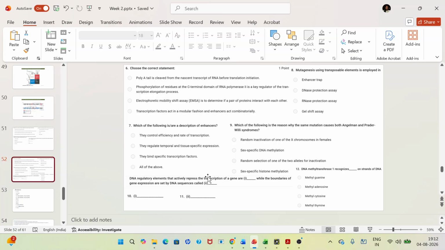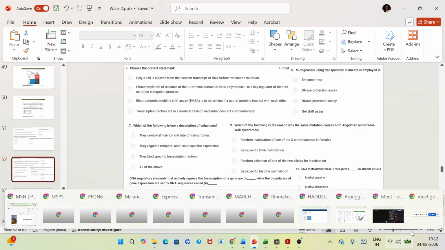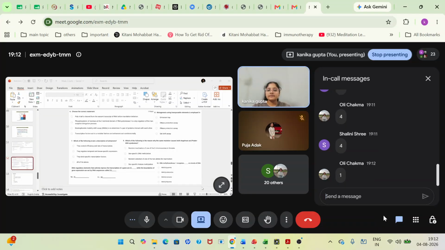Okay. Next question. Question number 8. Mutagenesis using transposable elements is employed in what? Very easy answer, everyone. Yes, it is the enhancer trap. It is the enhancer trap in which mutagenesis using transposable elements is employed.